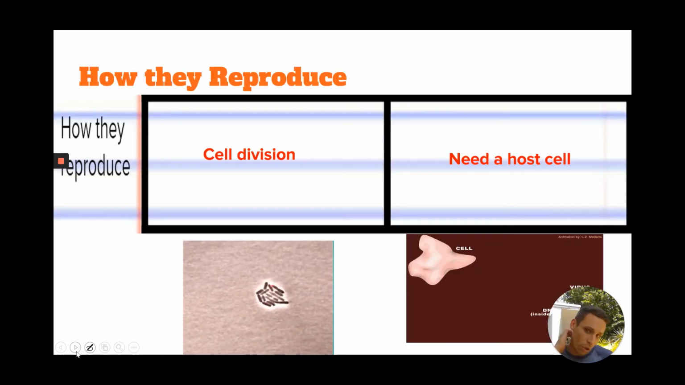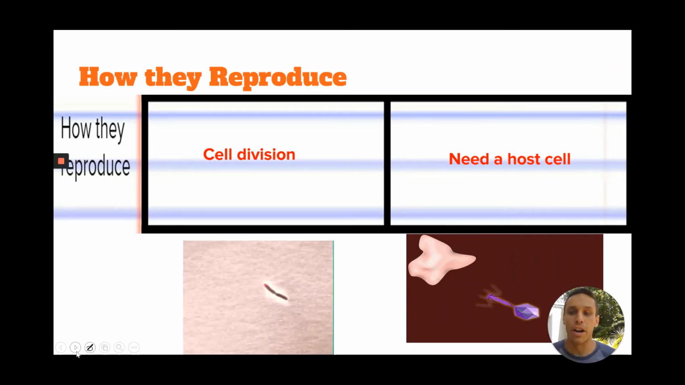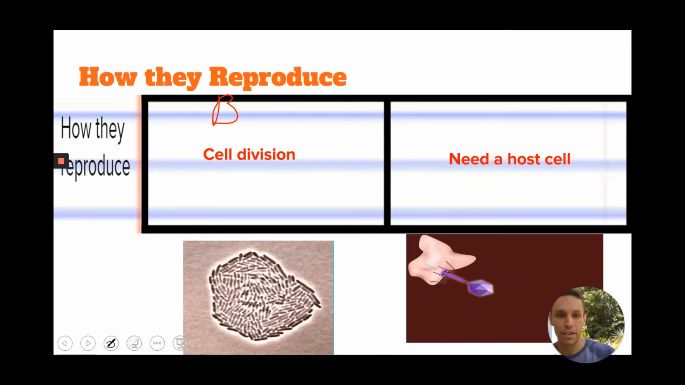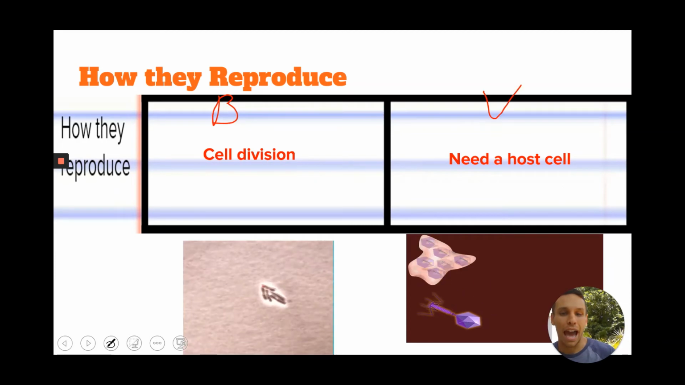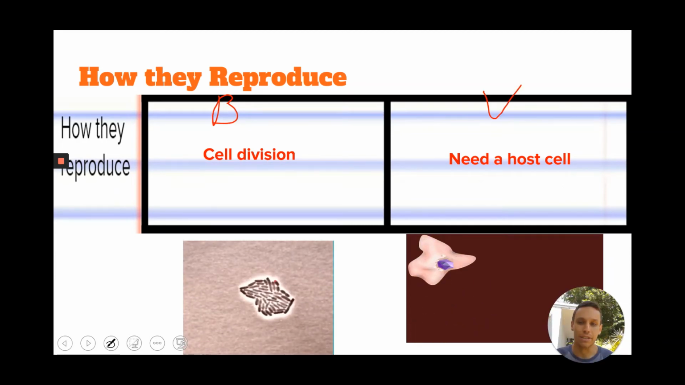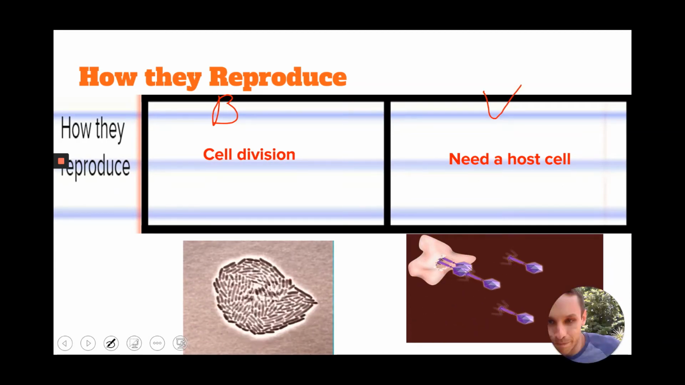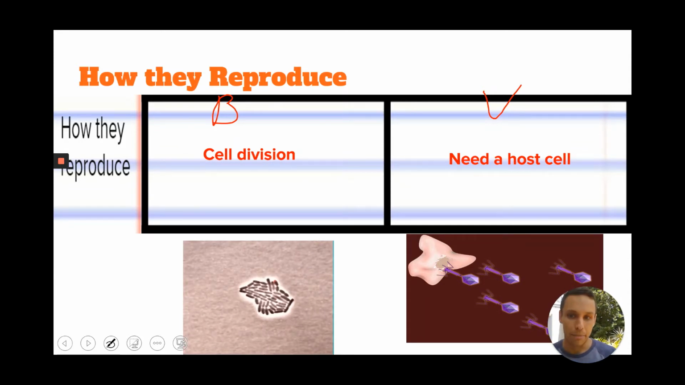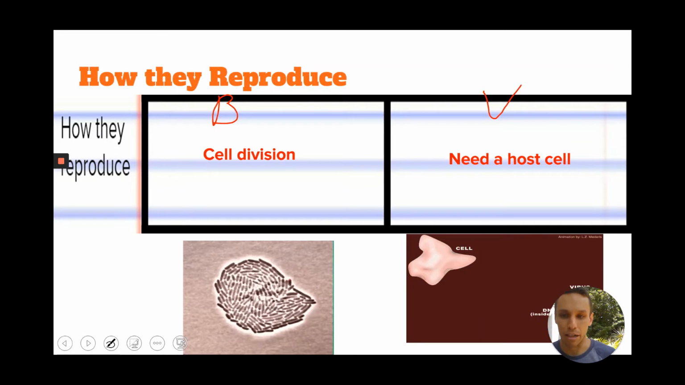All right, so since we are talking about reproducing, we want to know, how does a bacteria reproduce? So bacteria, I'm just going to label it B. How does it reproduce compared to a virus? Well, I want you to go ahead and copy these answers into your chart, and then we're going to talk about it.